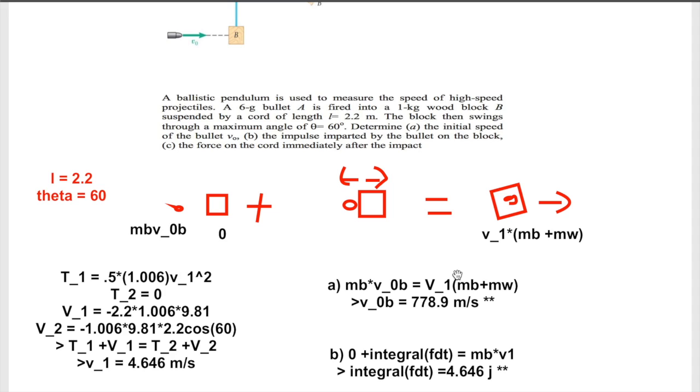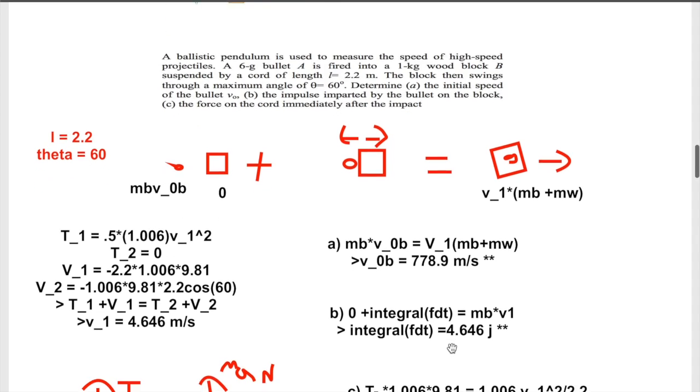With that, we're able to plug that into our equation from this momentum impulse graph, where we know that the mass of the bullet times the velocity of the bullet has to equal this velocity 1 here times the mass of the bullet and the wood block. We solve that for the initial speed, and we find it's 778.9 meters per second.